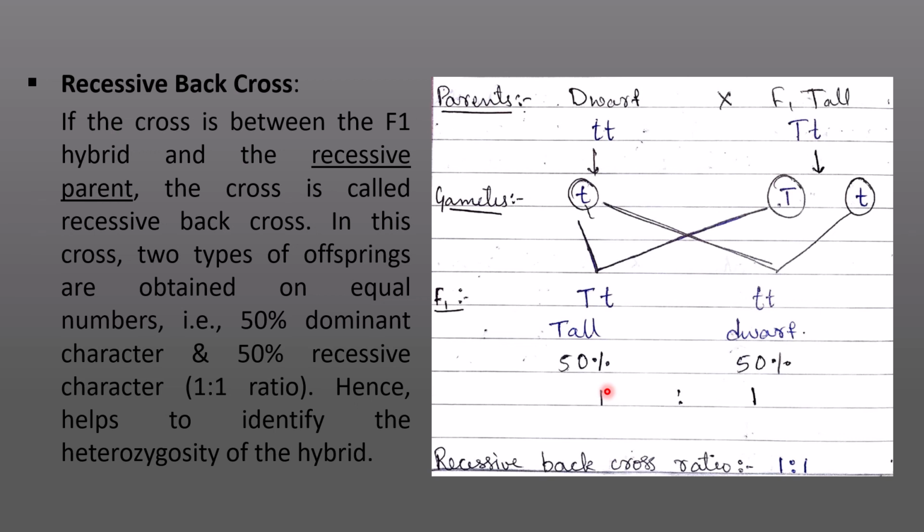So this helps to identify the heterozygosity of the hybrid. We can tell that the hybrid produced in the F1 generation in a monohybrid cross is heterozygous.